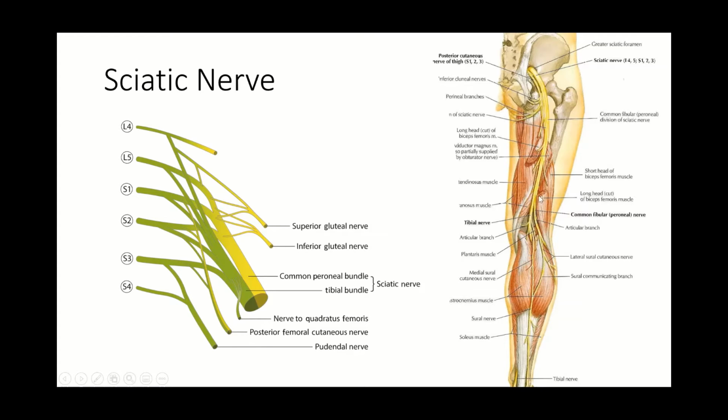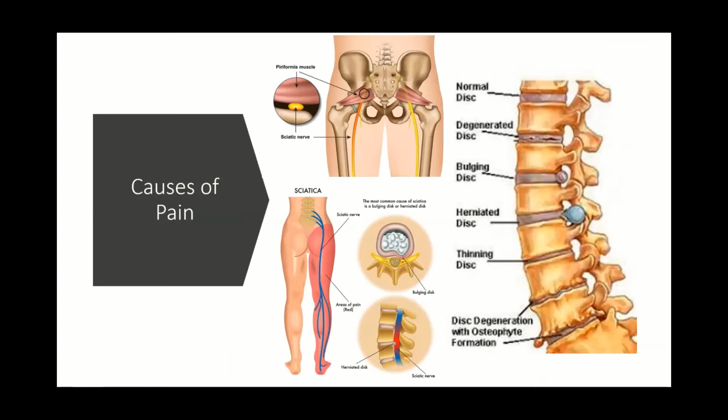So based on where the irritation is over here at the nerve root level, it will translate down into different levels of the leg as well as into the foot. So symptoms can be a little bit different based on where the sciatic symptoms are coming from. So we look at different causes of pain. First, we're going to look at the muscular type cause.